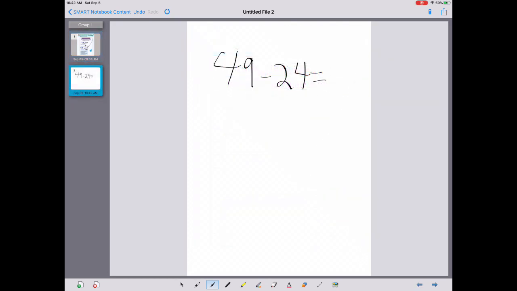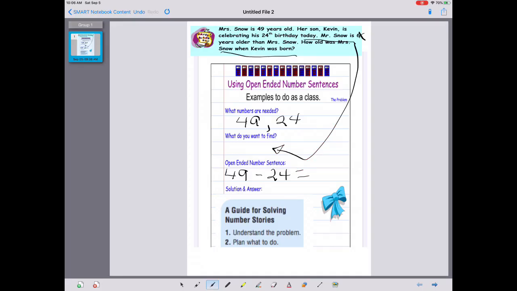Open number sentence. It needs a variable or a letter. So we would have to put a letter there. 49 minus 24 equals n. So if we subtract that, we will get our answer. Does that make sense? Our last step is checking if that makes sense.